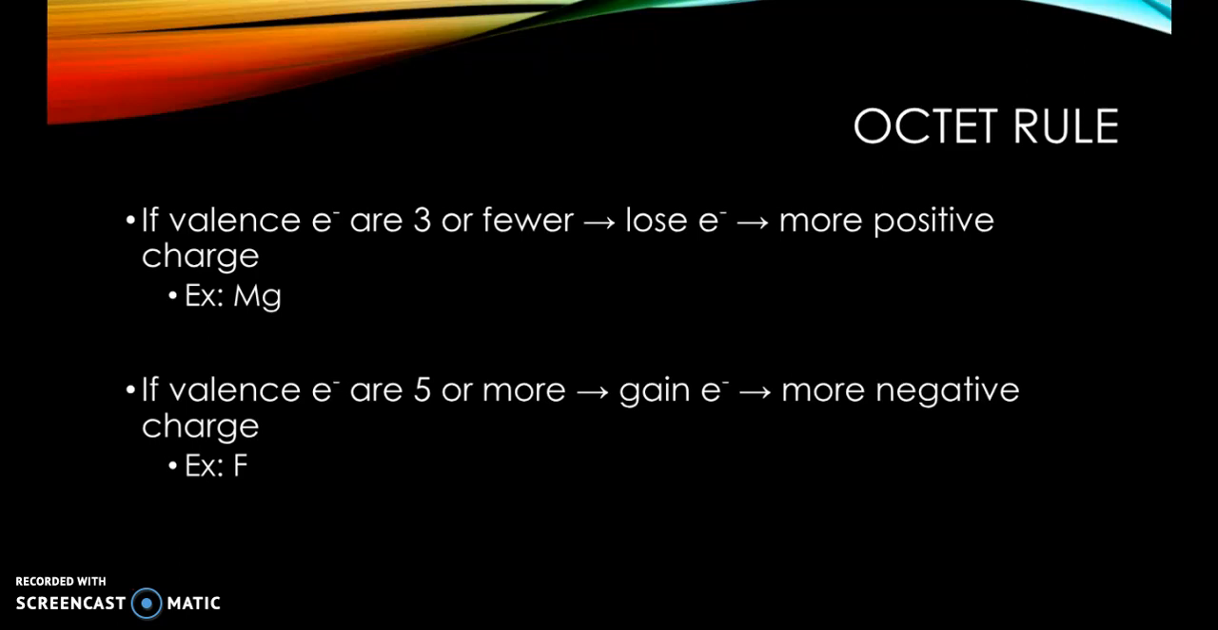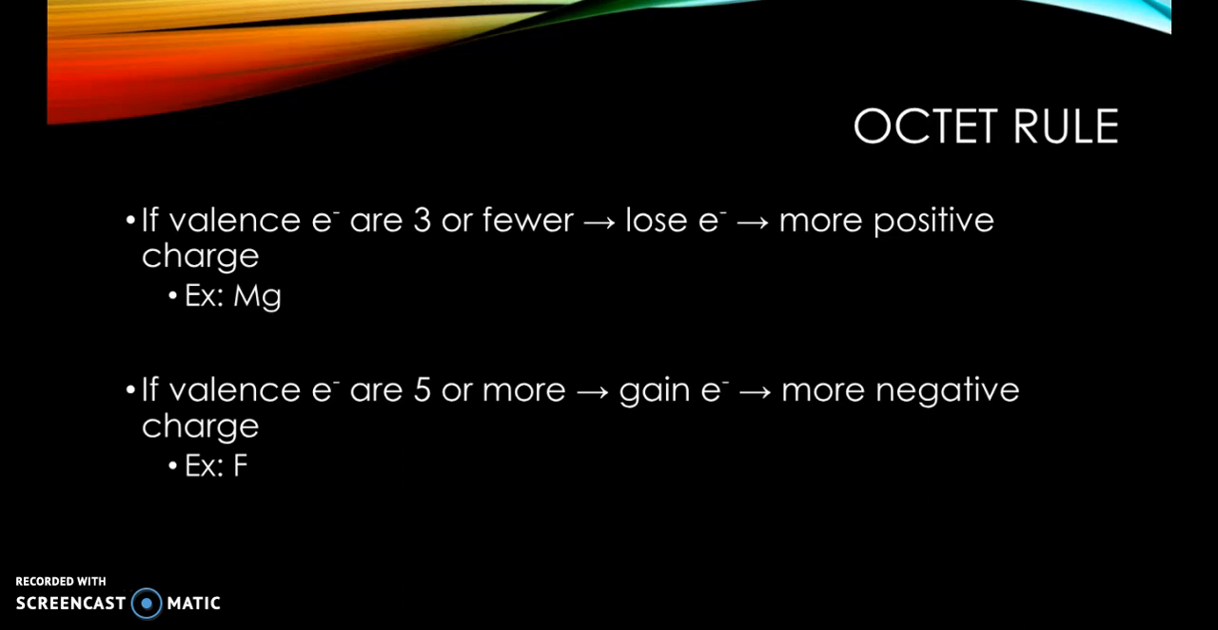So here again is the octet rule for you. If the valence is 3 or fewer, it loses electrons. It becomes a more positive charge. For example, magnesium. Magnesium is in group 2, which 2 is less than 3. So it's going to lose those electrons and become 2 plus.